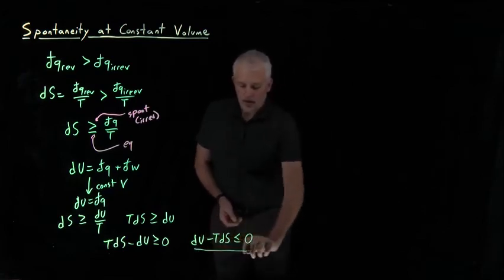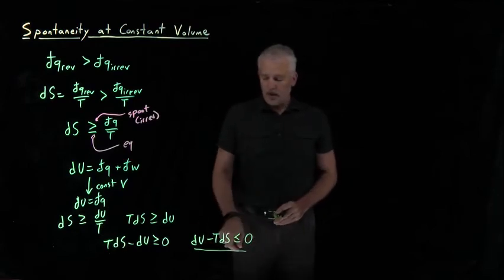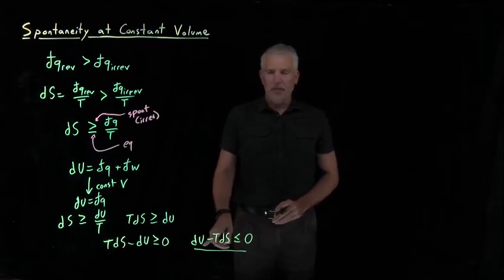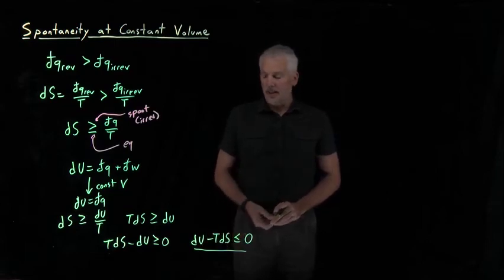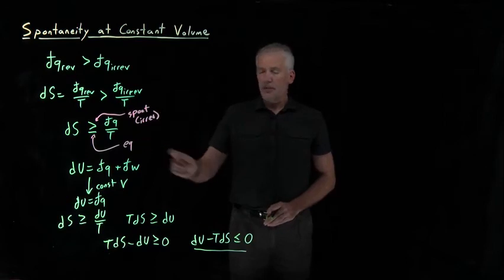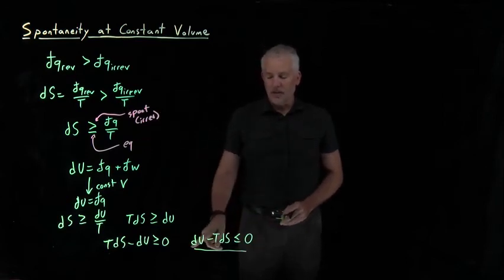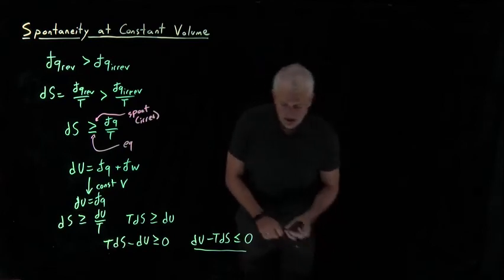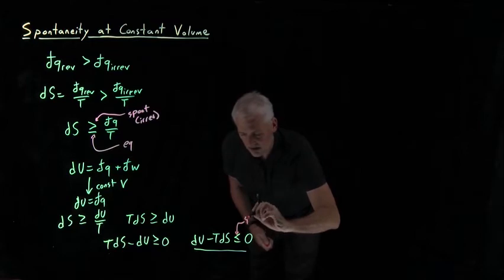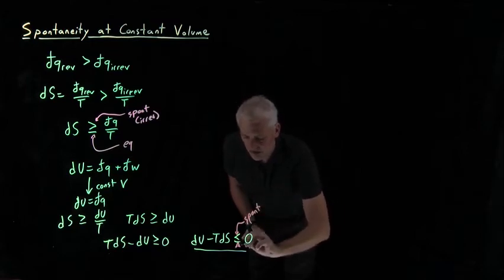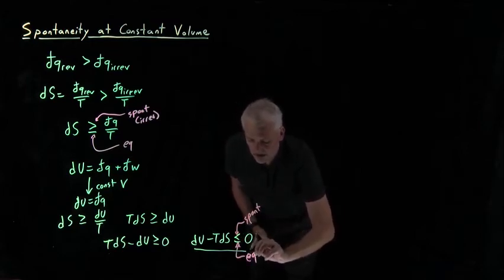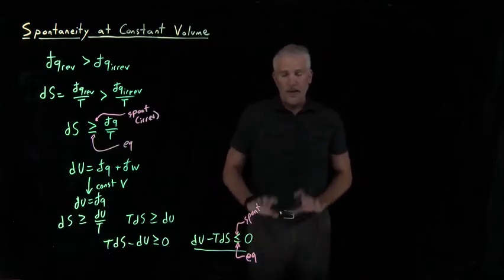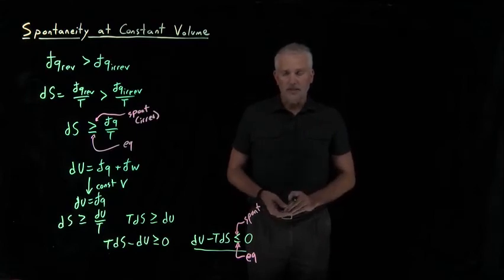So this is the most significant expression we've got so far on the board. I can make a prediction about whether a process will be spontaneous, in equilibrium, or not spontaneous, based on the sign of this quantity dU minus TdS. It is less than zero for a spontaneous process, equal to zero for an equilibrium process, or if that quantity dU minus TdS is positive, then it won't happen. It'll be a non-spontaneous process.